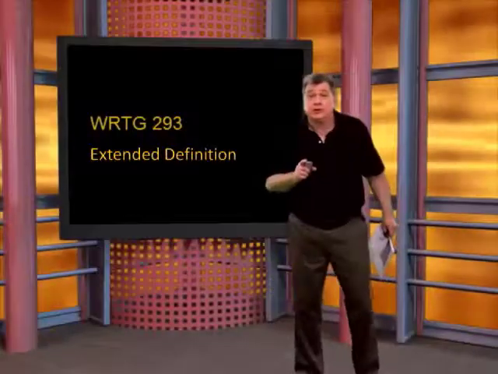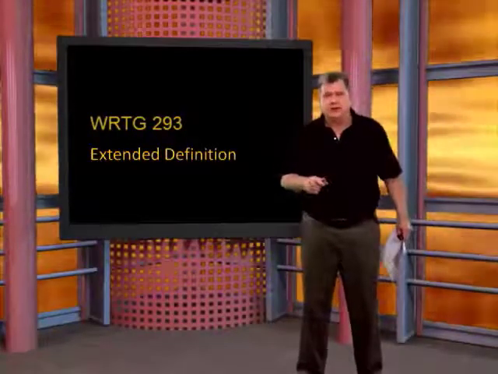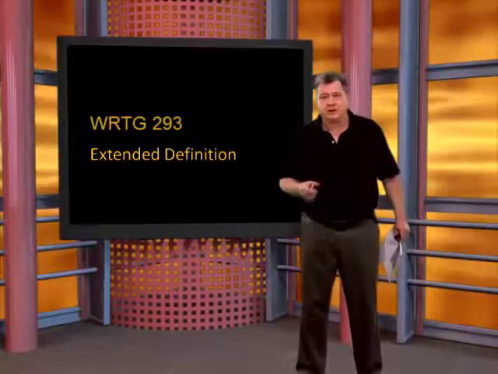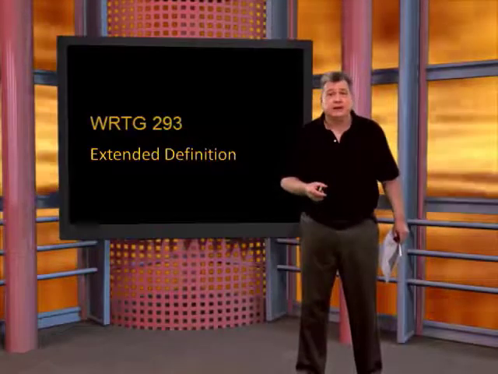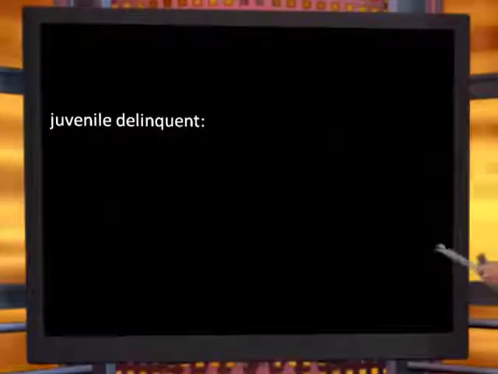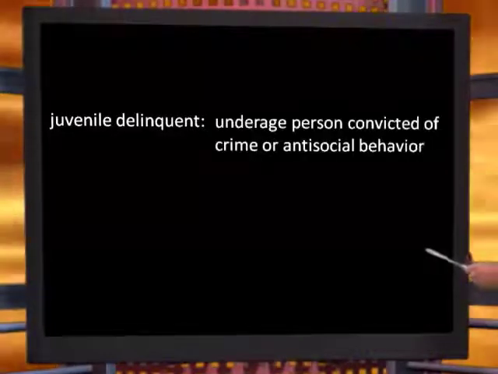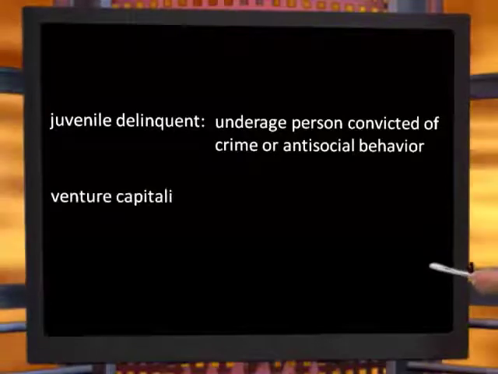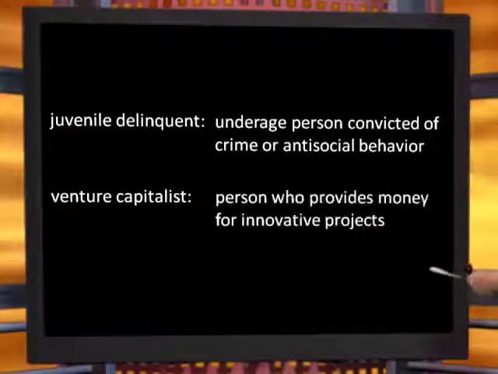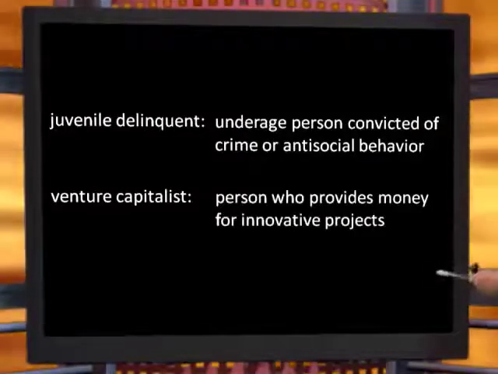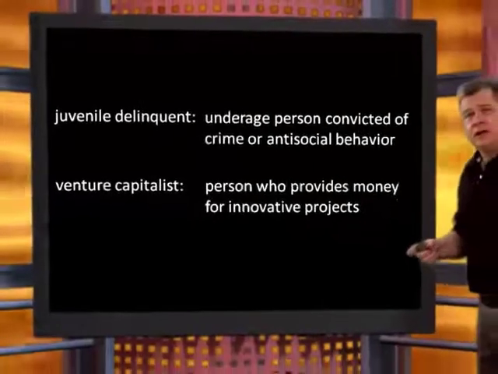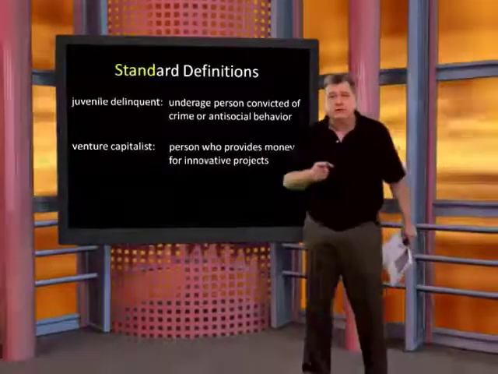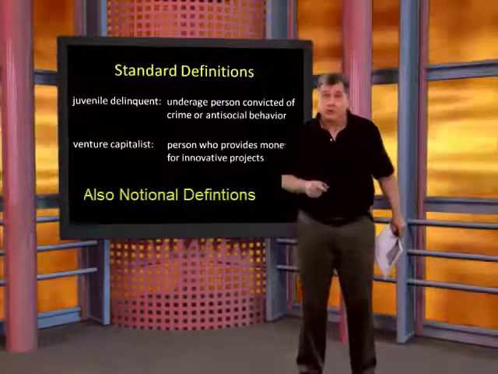You know, usually when you hear the word definition, you think of a dictionary or encyclopedia that is used to define terms such as: a juvenile delinquent is an underage person convicted of crime or antisocial behavior. A venture capitalist is a person who provides money for innovative projects. Now, those are called standard definitions, and you should definitely know them.